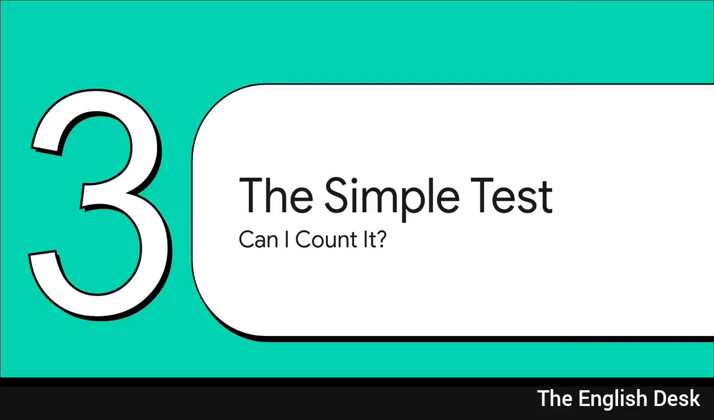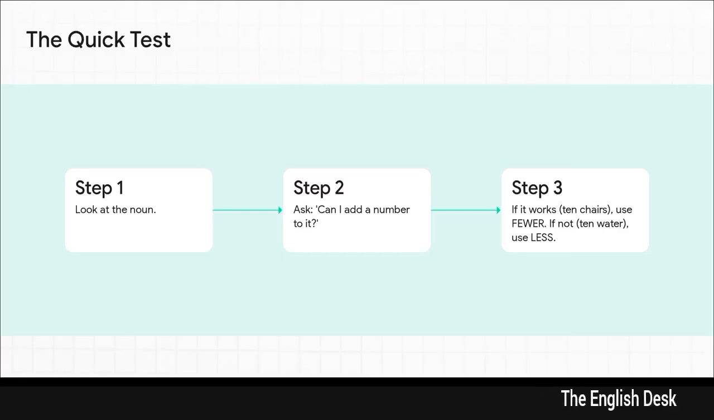Okay, so how do you remember this when you're in the middle of writing something? I'm going to give you a foolproof mental shortcut that works every single time. Let's call it the "can I count it" test. It's honestly this easy. First, just look at the noun you're talking about. Then ask yourself, can I stick a number in front of it? Does 10 chairs make sense? Yes, it does. So you use fewer chairs. Does 10 water make sense? Nope, not really. So you use less water. See? It's a quick and easy check.